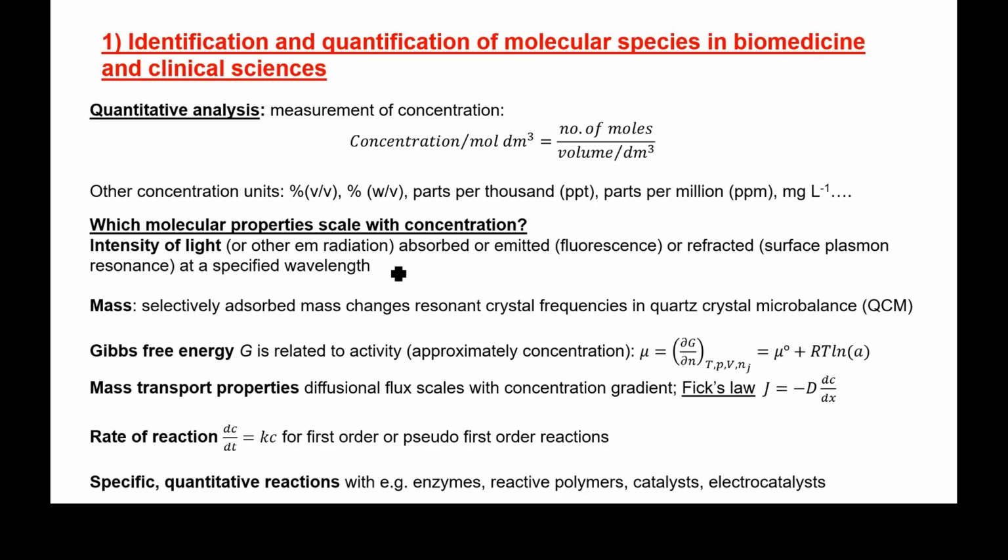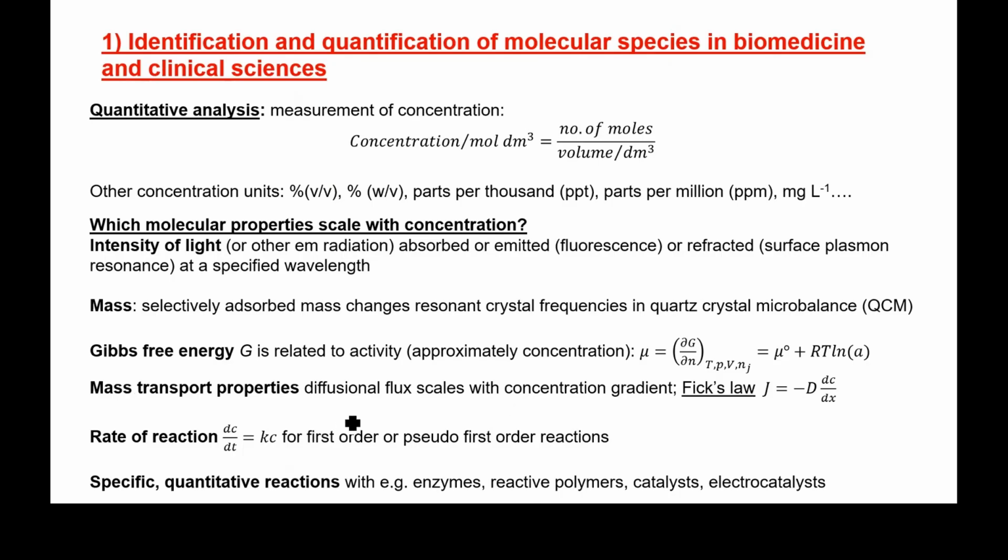But what are the molecular properties that scale with concentration? Because these are the physical variables that we're going to be using to actually extract our analytical information. So intensity of light, you're going to use a spectroscopic technique. Mass, if we're going to use, for example, a quartz crystal microbalance. Gibbs free energy, which is what we exploit in our potentiometric sensors, because there's a logarithmic relationship between activity and the partial molar free energy, which is the chemical potential, or more strictly the electrochemical potential.